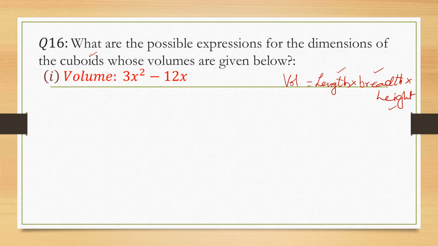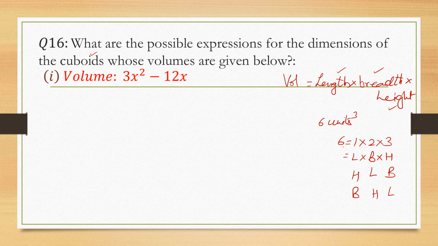Let's take an example as I had explained in question number 15. Suppose the volume of cuboid is 6 units cube, right? So 6 can be factorized as 1 into 2 into 3. If it is the volume, so any one of these can be length, other one is breadth and other one is height. I can take this as length, this as breadth, this as height, or I can take them in a different order. So out of these 3, one is length, one is breadth and one is height.